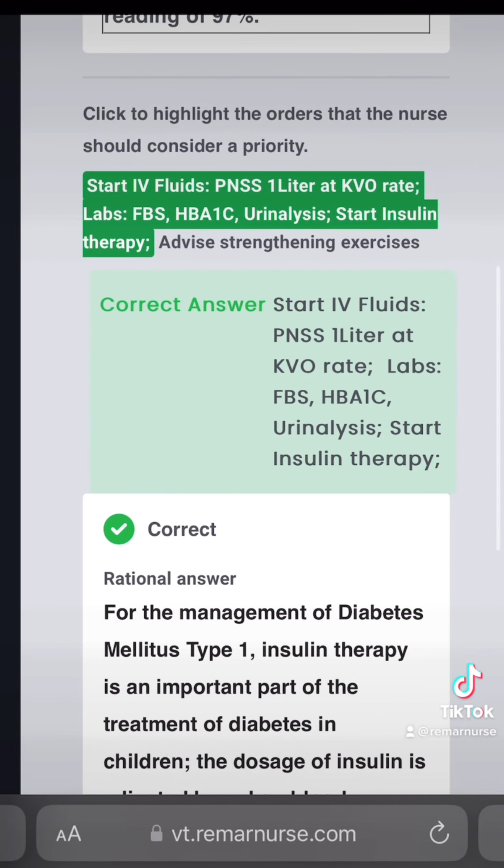We also got the highlighting right. We prioritized all of the orders that were correct with the highlighting. So got those points right. And we waited to advise the strengthening exercises until after the patient was stabilized. That's the reason why I waited for that one.